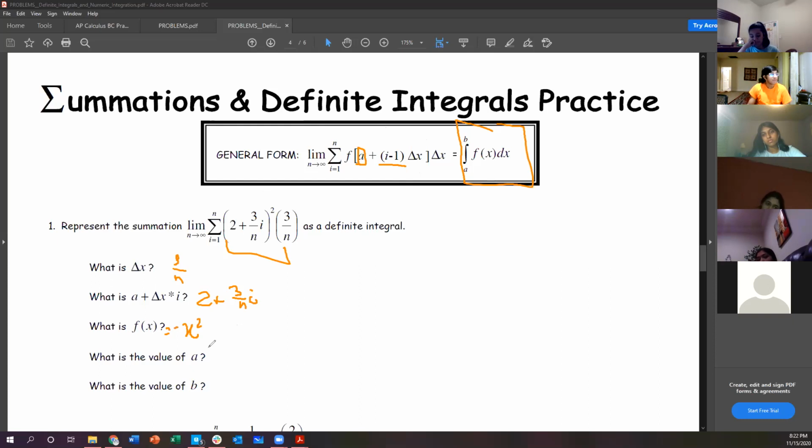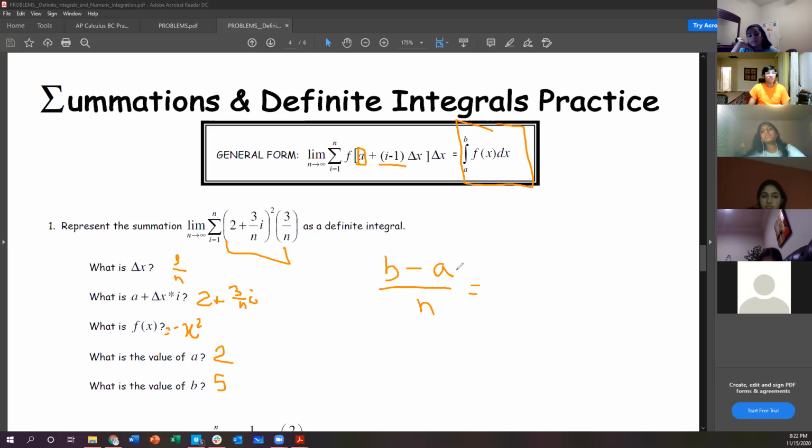Okay. And then what's the value of A? That's just 2. What's the value of B? This is kind of where I get lost sometimes. So what would be the value of B? B minus 2 over n equals 3 over n. So B is 5. Sorry, can you say that one more time? Because it's 3 over n. B minus A over n will equal your delta x, correct?